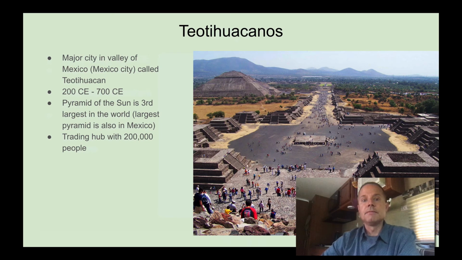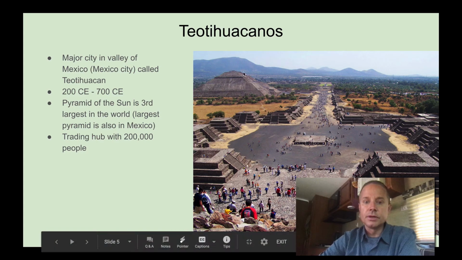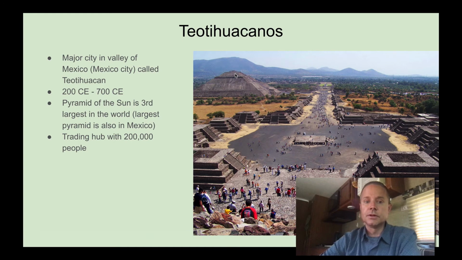After the Maya came the Teotihuacanos, and these guys built a major city, their capital city, in the Valley of Mexico, which is where modern Mexico City is. And you can see in this picture all of the architecture in this grand avenue with the buildings along either side of it. Really some sophisticated city design. Up in this top corner, you can see this large pyramid. This is the third largest pyramid in the world. It's called the Pyramid of the Sun. The largest pyramid was also built in Mexico, by the way.